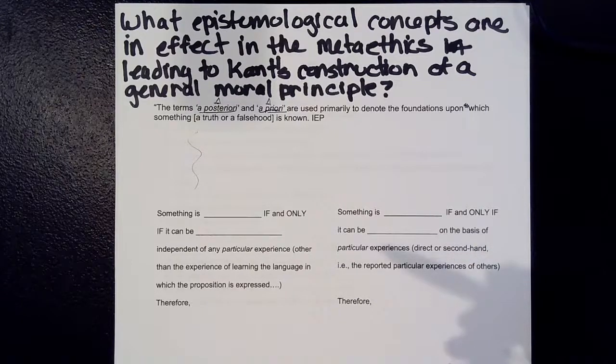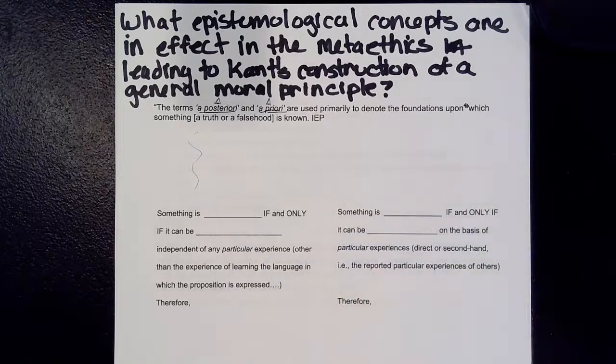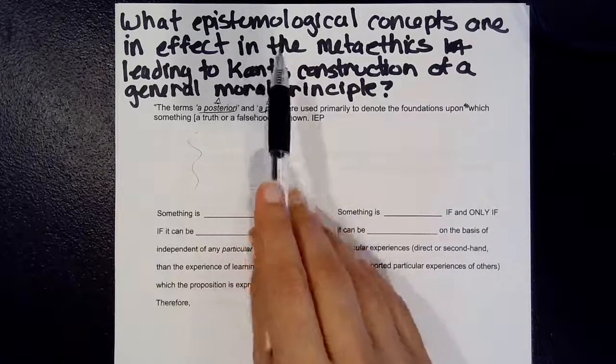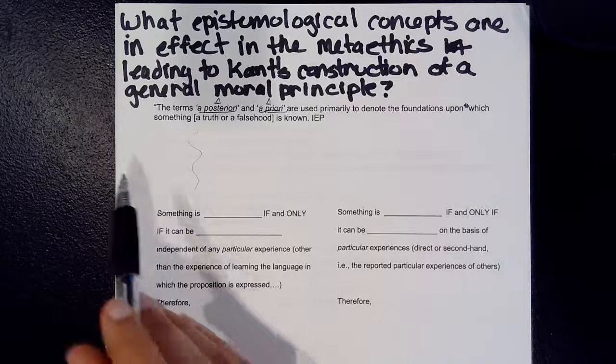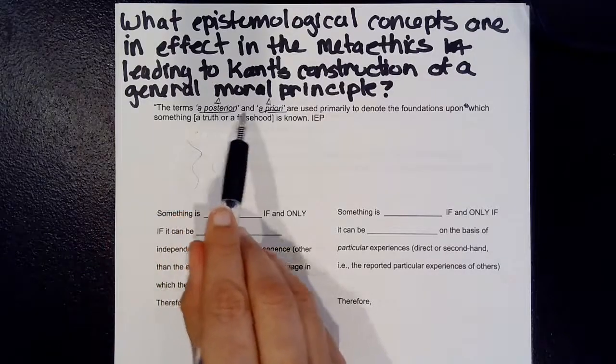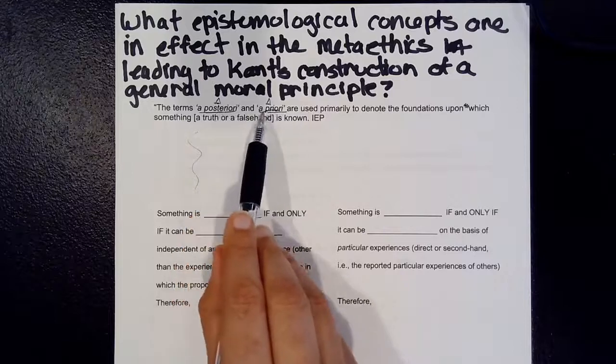in a way that influences, colors, and shapes how we organize experience, how we interpret it, and whatnot. So that said, even though these are epistemological concepts that we're going to get into, the point is to understand how Kant gets to his general moral principle. So two terms that we are going to focus on then are a posteriori and a priori.